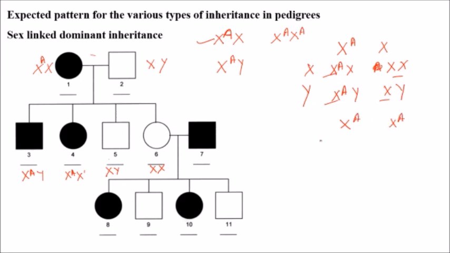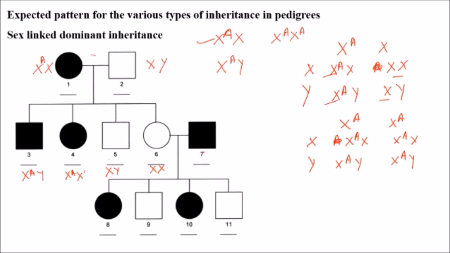In that condition, when she meets a normal male, we will have XAX, XAX, XAY, and XAY. In that condition all will be affected. So here, as only 50% of the progeny is affected, it means that this female is carrying the disease allele on only one of her chromosomes.